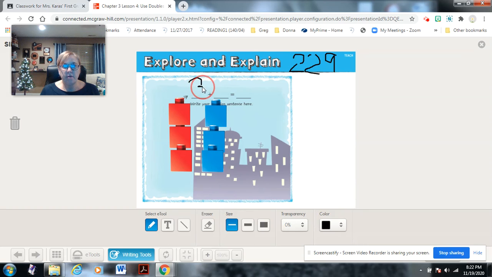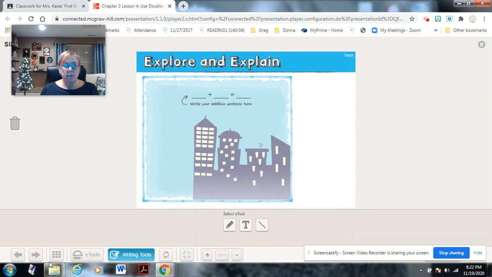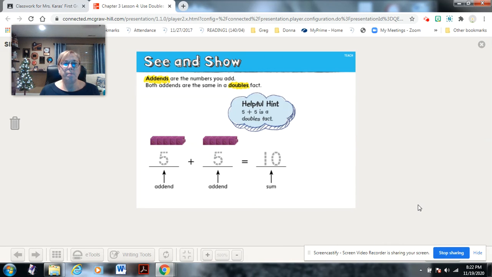3, very good, plus 3 equals 6. Good job. Okay, let's go to our next page for our See and Show. Add-ins. Add-ins are the numbers you add. So the 5 is an add-in, this 5 is an add-in, and the 10 is a sum, okay?